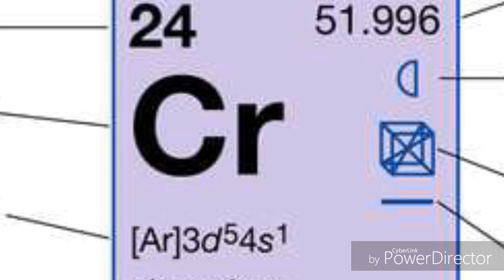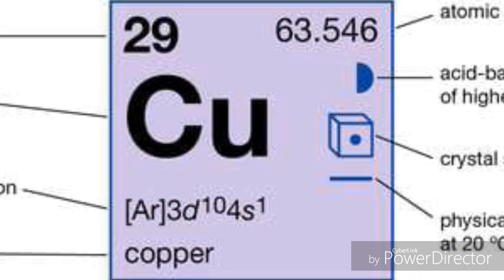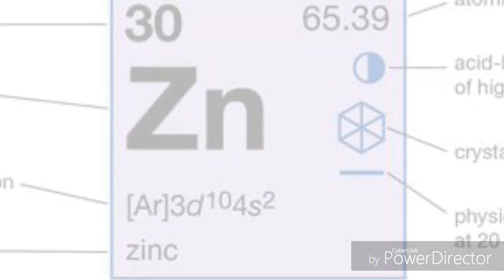Now let us see the electronic configuration of chromium, atomic number 24. Argon is shown in brackets, 3d5, 4s1. It is an exceptional element which deviates from the Aufbau principle. Copper, atomic number 29, argon is shown in brackets, 3d10, 4s1. This is also an exceptional element which deviates from the Aufbau principle. Students, chromium and copper are the two familiar examples of exceptional elements which deviate from the Aufbau principle.